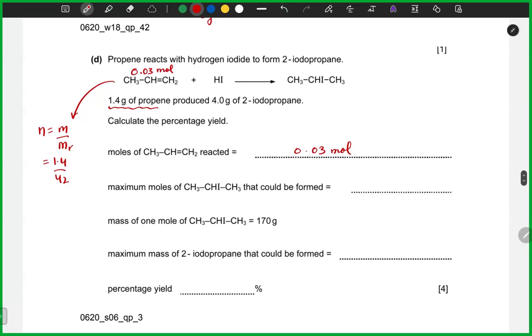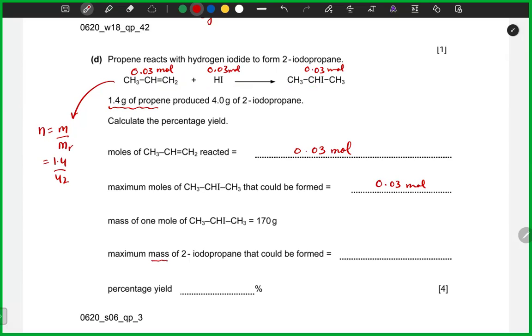And he's asking to calculate the maximum moles that could be formed for this. So everything is 1:1. All of them will be 0.03 moles. This will be 0.03 moles. This is not required. This will also be 0.03 moles. Theoretically, that's going to be your output, 0.03 moles.